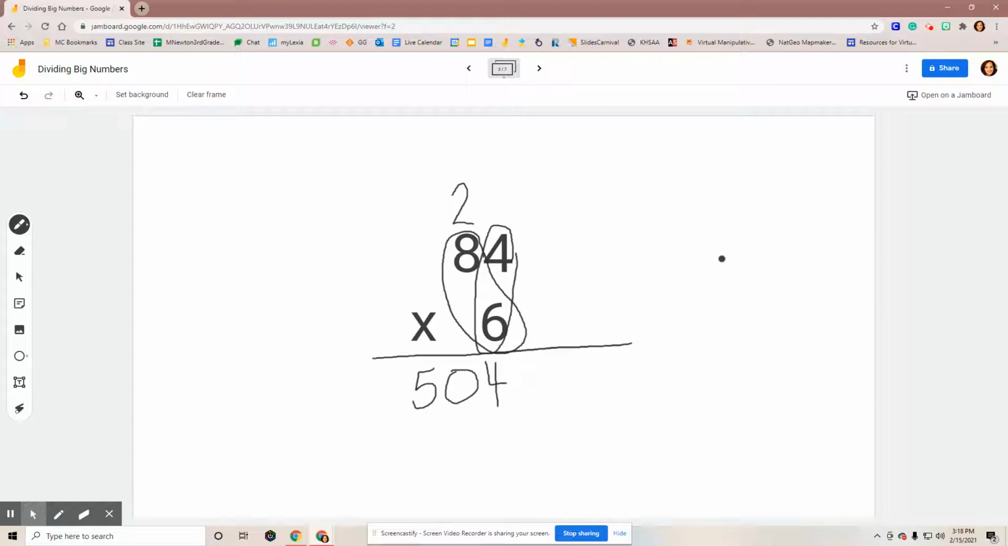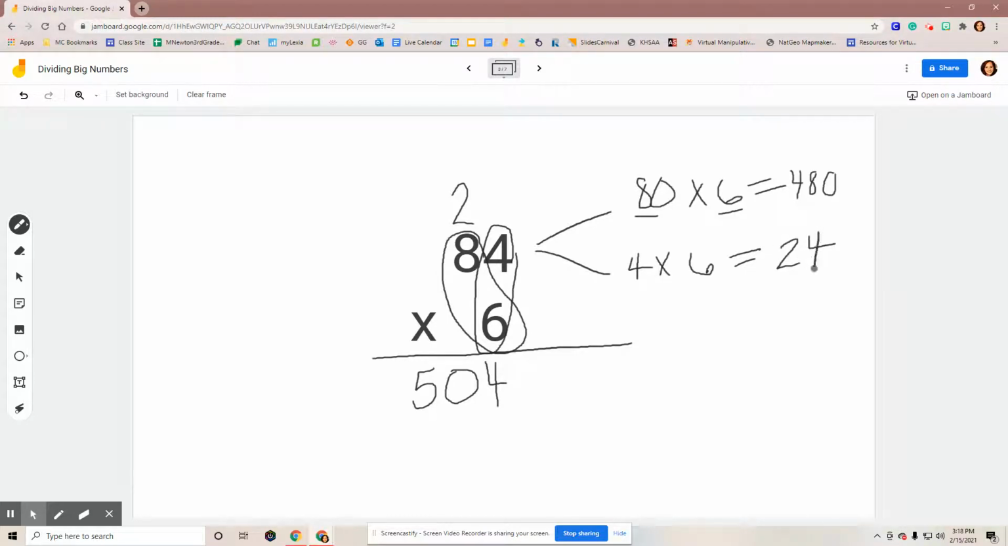There's another way that we can do this. We can break 84 down into 80 and 4. 80 times 6, and then you do 4 times 6. I know that 80 times 6, I can underline my 8 and my 6, and 8 times 6 is 48. Then I add the 0 I have, so that's 480. Then I have 4 times 6, which gets me 24.